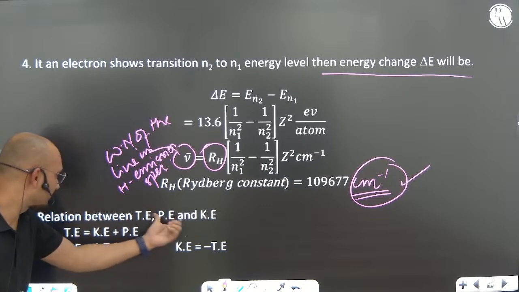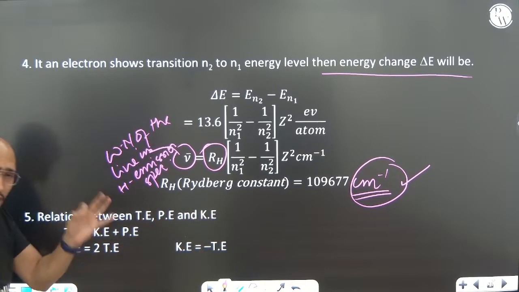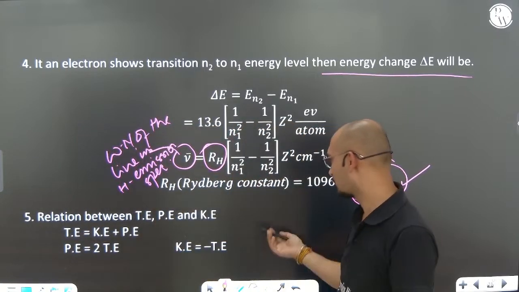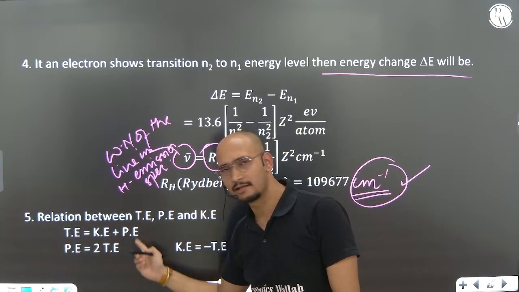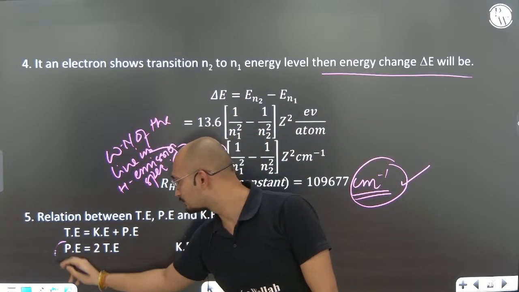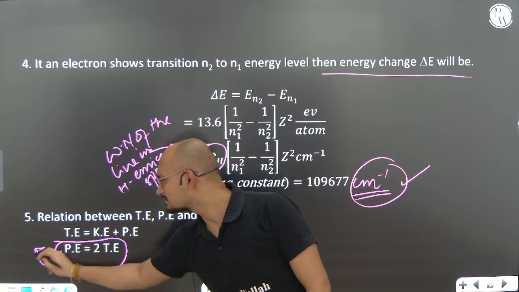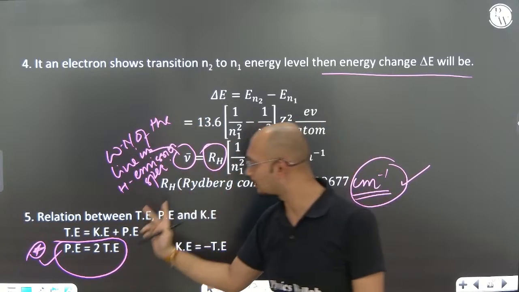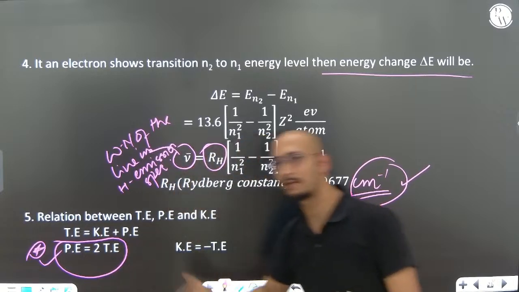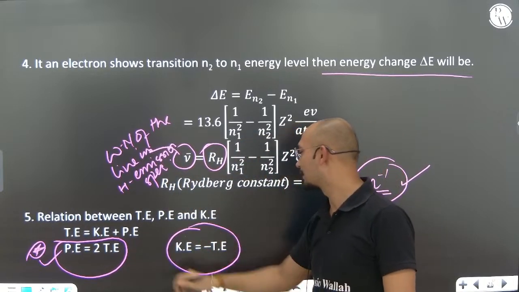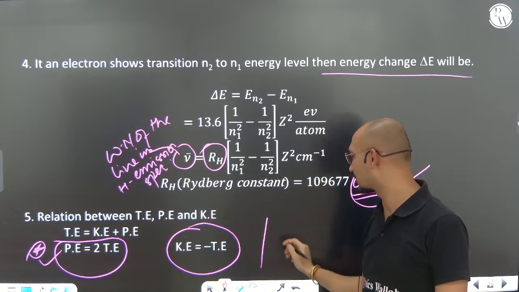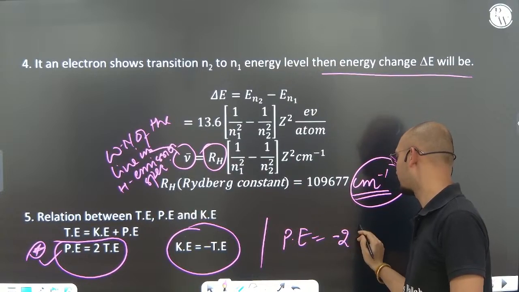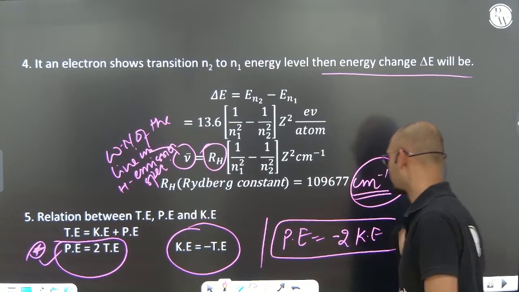Now, the relation between total energy, potential energy, and kinetic energy of the electron in the nth orbit or nth energy state. How much is it? Always remember that total energy is equal to kinetic energy plus potential energy, and potential energy equals 2 times the total energy. Just keep in mind, because for total energy this formula is there that we have studied. If you find out total energy, you can find out potential energy by multiplying with 2, while kinetic energy equals negative of total energy. And the relationship between potential energy and kinetic energy is that potential energy is minus 2 times kinetic energy. So you have to keep these things in mind.